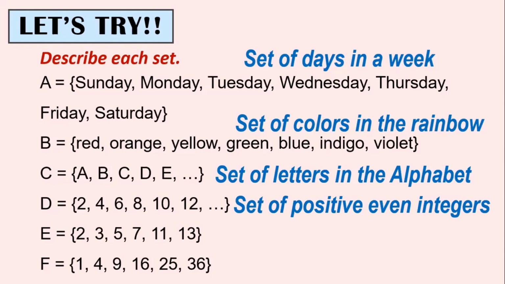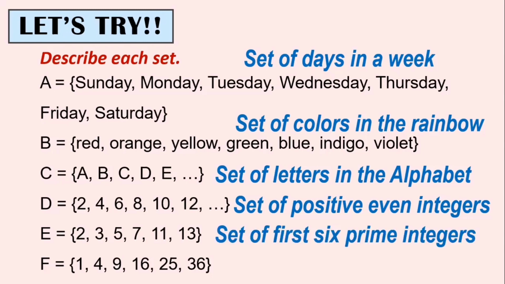Okay. Set E, 2, 3, 5, 7, 11, 13. So we cannot say that this is odd, because may 2, which is even. Hindi naman pwedeng even din, kasi 3, 5, 7, 11, 13 ay odd numbers. So as you can see, ito ay mga, ano ba yan? 2, 3, 5, 7, 11, 13. So sila ay yung mga prime integers natin. Sila yung set of first 6 prime integers. Okay? When we say prime, the only factors are the number itself and 1. No other factor except for the number itself and 1.